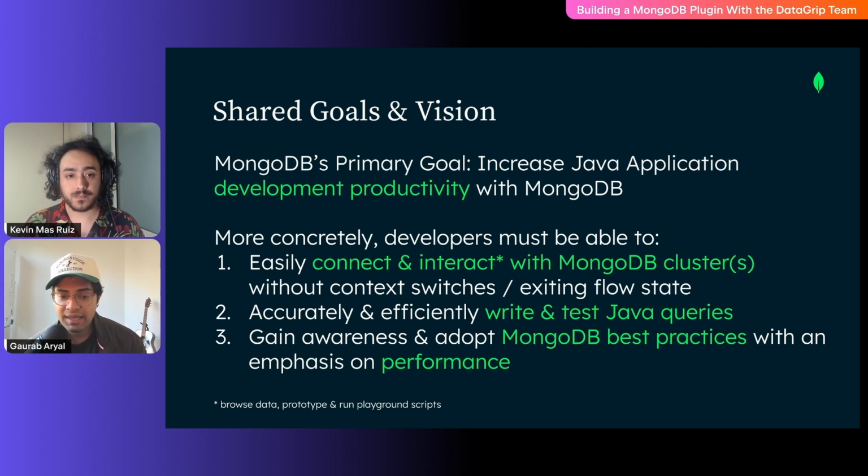And one last thing is performance. As we discussed earlier in one of the other slides, it's one of our four core pillars, and it is the one that we wanted to focus on with the early version of this plugin. How can we make sure that whatever developers are doing in their IDE, they're doing it in the most performant way possible?